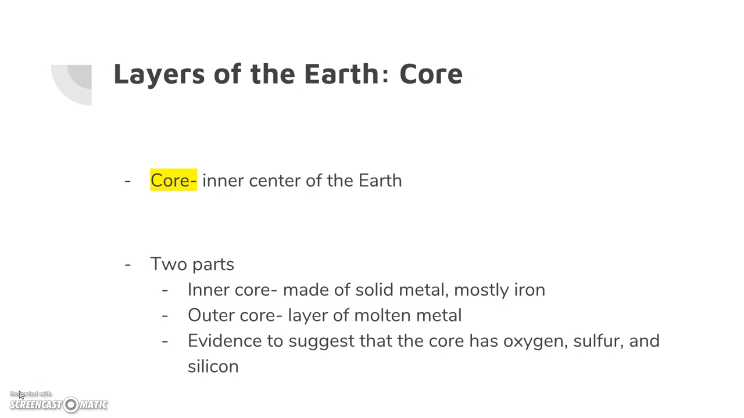And then we have the core. The core is the inner center of the Earth, and just like the mantle, it has two parts. We have the inner core, which is solid metal, mostly iron, and the outer core, which is a layer of mostly metal that's also mostly iron and molten metal. It's molten. And there's also evidence to suggest that the core has oxygen, sulfur, and silicon.